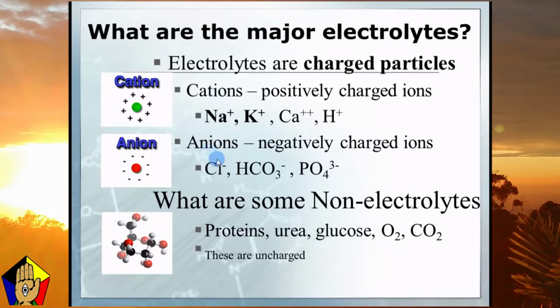And then the anions: chloride, this one's a little bit more tricky, bicarbonate, and then phosphate. These are anions. They have a negative charge. So if you remember cations have the plus, then the others have to be anions.